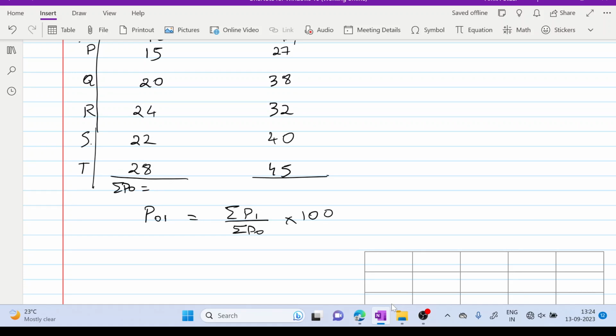How much is summation P0 coming to? Summation P0 is 109, and this one is 182. So that's fine, the answer will be 182 divided by 109 into 100. You have to divide 182 by 109. Don't reverse it. Look at the formula here: summation P1 is on top, summation P0 below. If you write 109 upon 182, what can you get? How will it become 4? Where will 4 come from? 182 upon 109, here I can see only 1 point. How will it become 4 point?